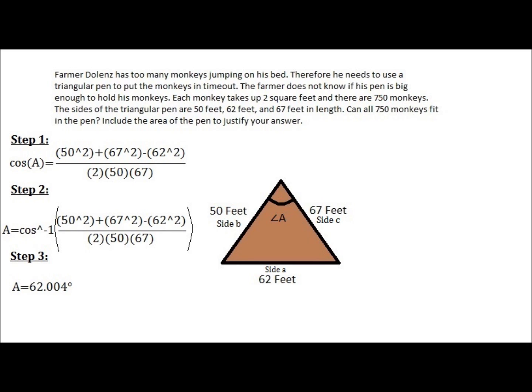Now for step 2, we need to take the cosine inverse of both sides. This will cancel the cosine on the first side, leaving A by itself, and give us on the right side cosine to the negative 1 power, cosine inverse, whatever you want to call it, times the quantity 50 squared plus 67 squared minus 62 squared over 2 times 50 times 67. When you put this into your calculator, you will get approximately 62.004 degrees. Remember to switch your mode to degrees, children.